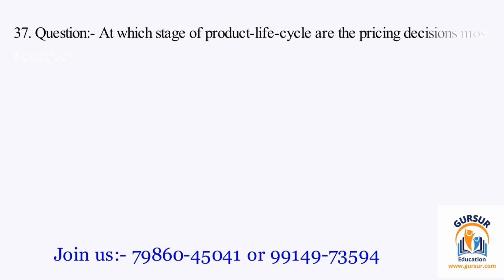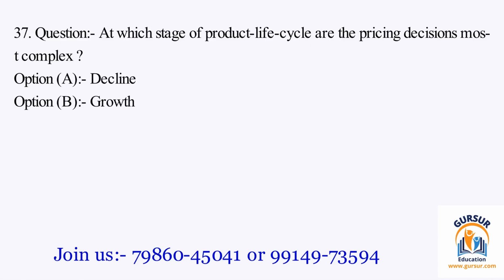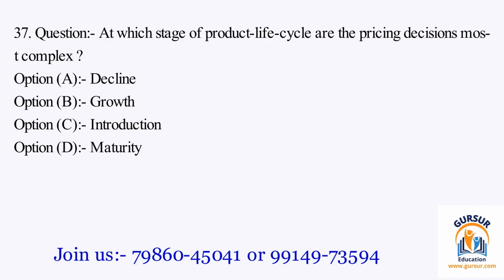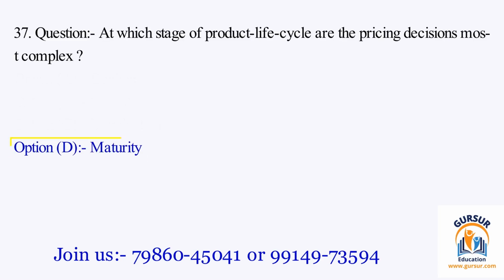Question number 37. At which stage of product life cycle are the pricing decisions most complex? The option A is decline. The option B is growth. The option C is introduction. The option D is maturity. The right answer of the question is option D, and that is maturity.